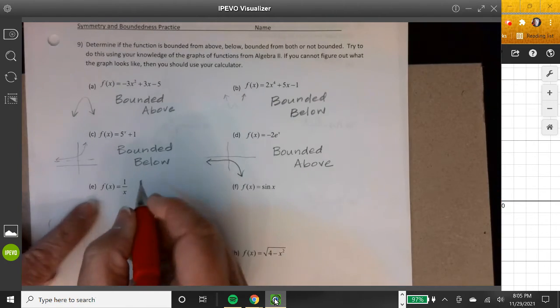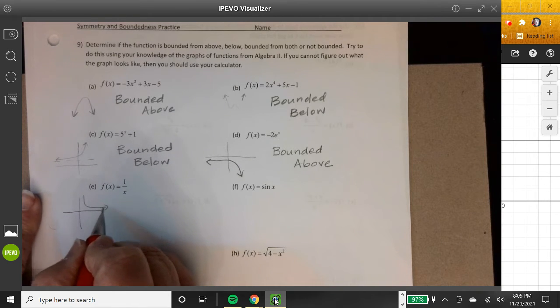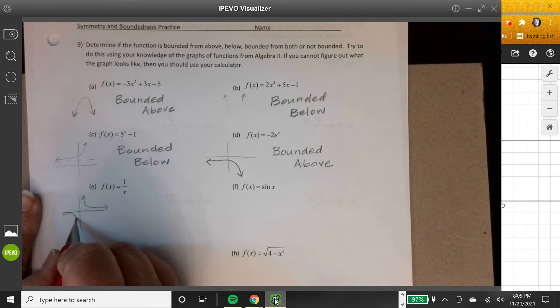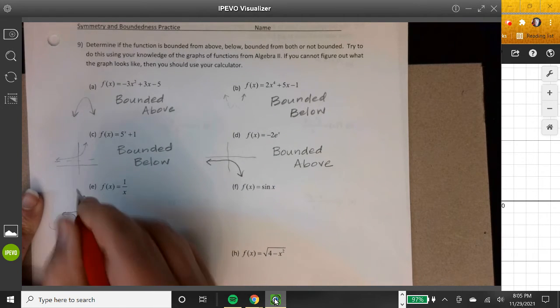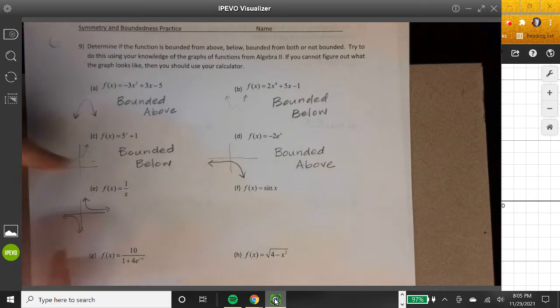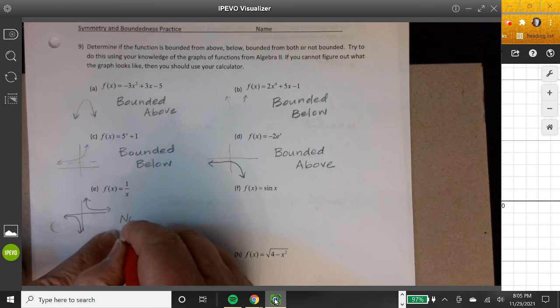All right, 1 over x. That's a toolkit function that we learned about. I hope we have that memorized. That's going to look like this in the first quadrant, right? And this one in the third. That one, are the y values bounded? No, because I go to infinity here and I go to negative infinity. So this is not bounded.